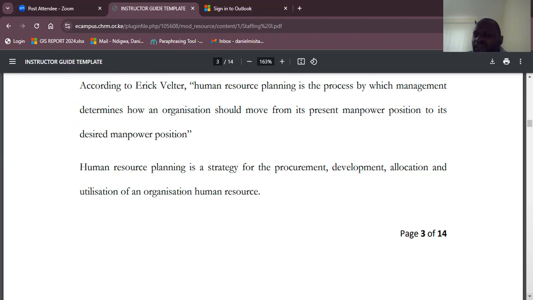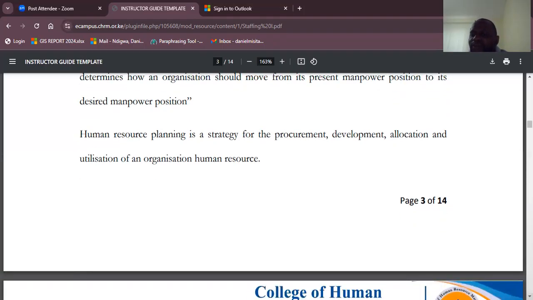Therefore, it is very important for the human resource to always have a plan in place so that in the event these issues happen, they can always fill those positions. Another reason that can be very common is succession, where older employees are retiring, and therefore you need new blood in the system. This is very important, and therefore the human resource will have the responsibility of ensuring that they create a bridge between the current manpower and the desired manpower.